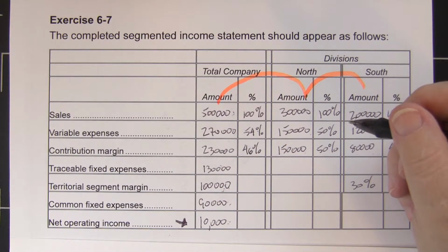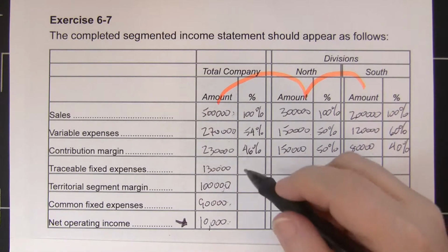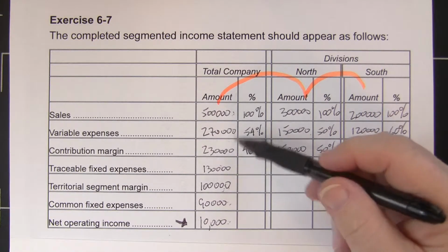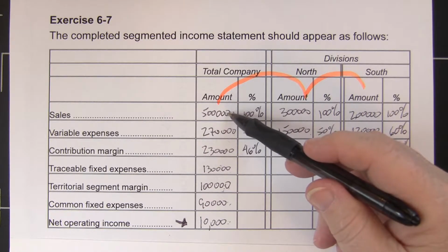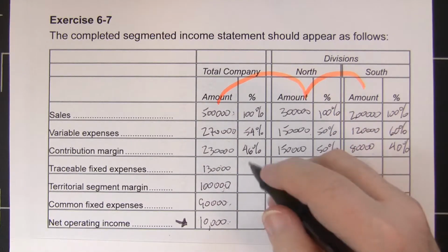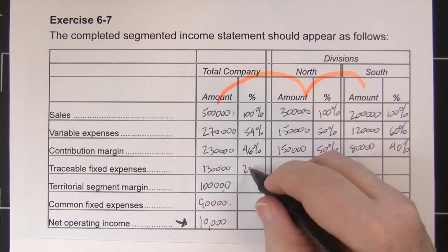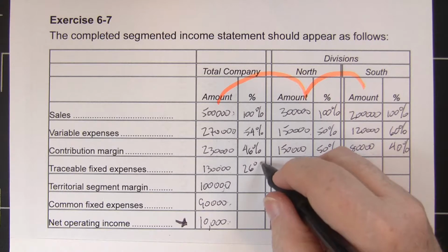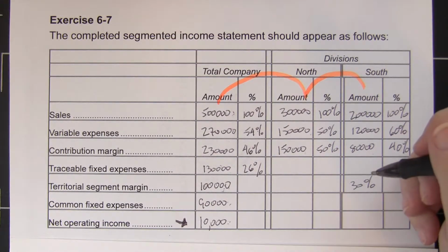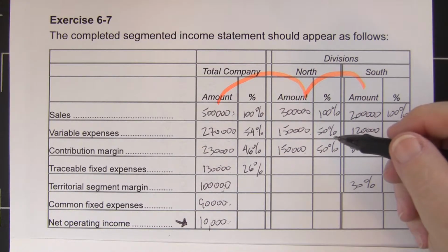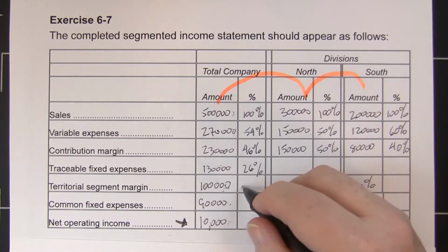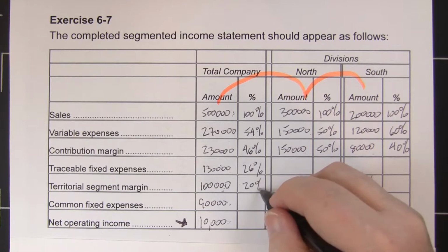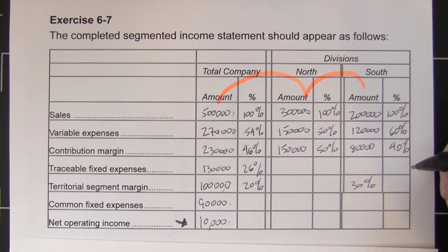Now, we have to do some math here to figure this out. We can do that, and everything is expressed as a percentage of sales. So 130 divided by 500 gives us 26% as the traceable fixed expenses for the entire company. The segment margin is 100 divided by 500. Total margin for the company, 20%.